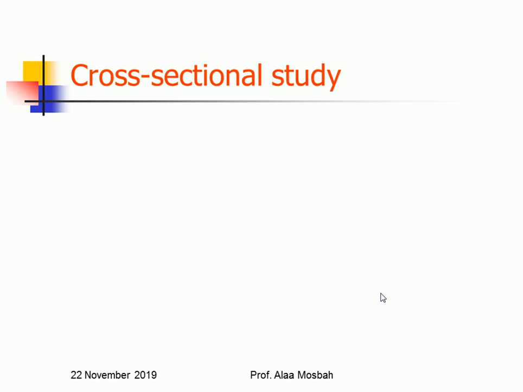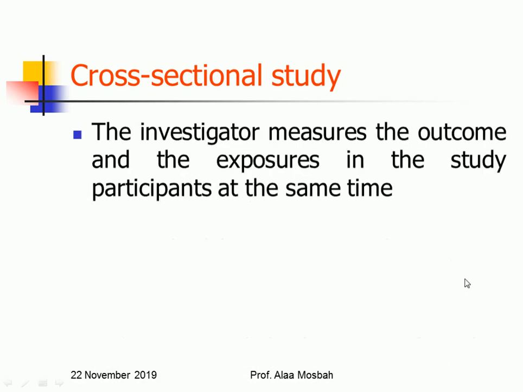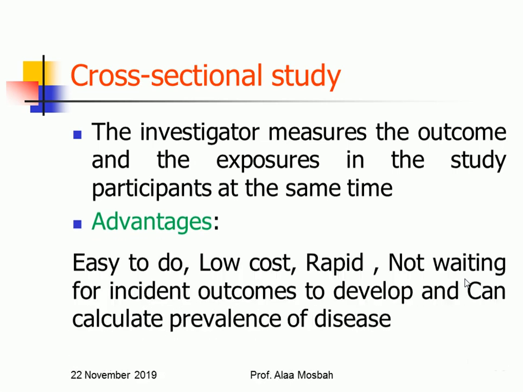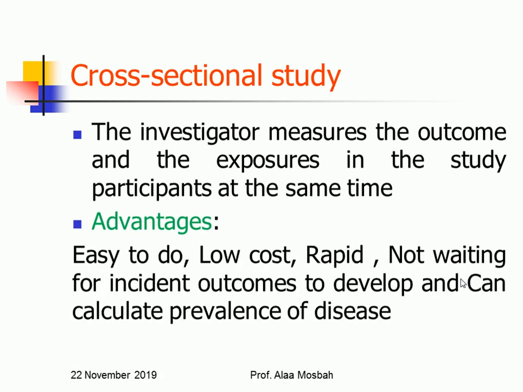Let us go to the third. Till now we discussed the case series, then case control, and this is the third one, cross-sectional in observational study. The investigator measures the outcome and the exposure in the study participants at the same time. Advantages: easy to do, usually low cost, and rapid. No waiting for incident outcomes to develop, and they can calculate prevalence of disease.